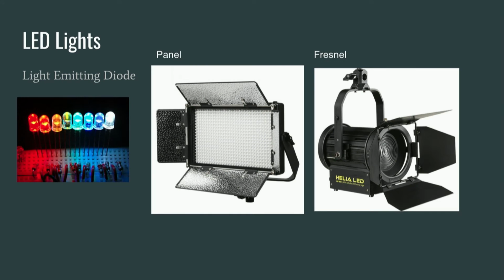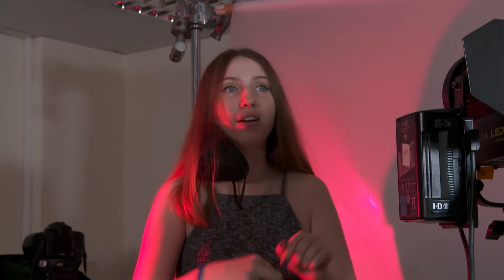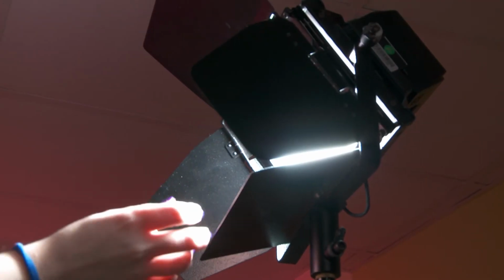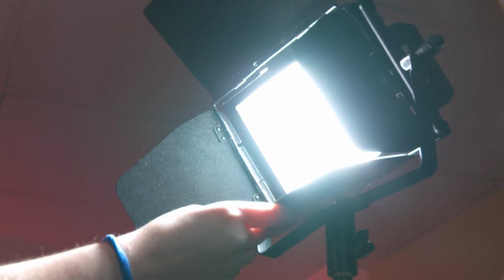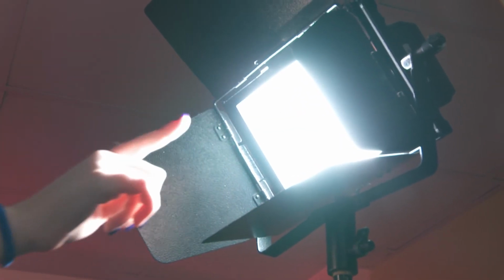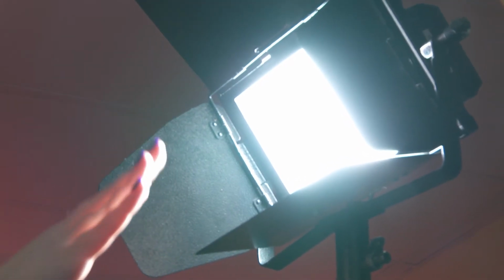Moving on to probably the most used type of lights, which you would usually see around your houses and any place you go to nowadays, which are the LEDs. The LEDs come in two different fixtures, panels and also Fresnels. The panels are something like this, made out of many LED lights put really next to each other that give off this type of light.